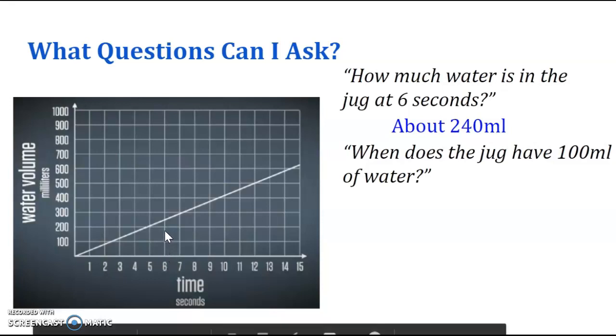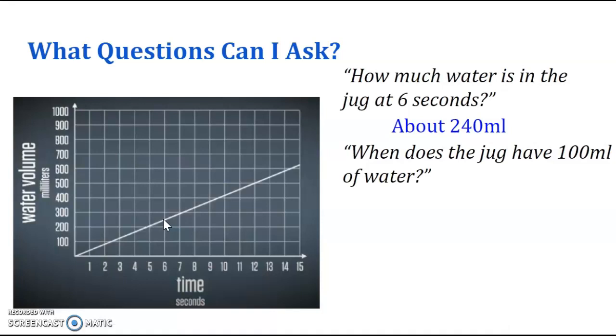So I go up where the graph is, and this is the point at 6 seconds. If I go to the left like so, how much water did we have? Somewhere between 200 and 300 milliliters, right? It's actually 240 milliliters.